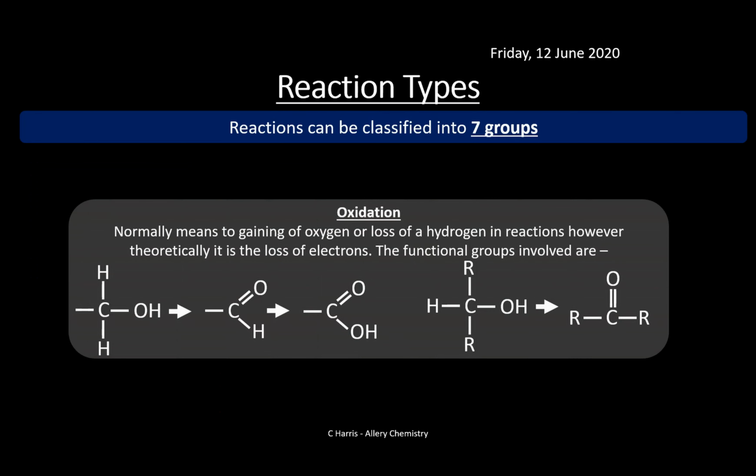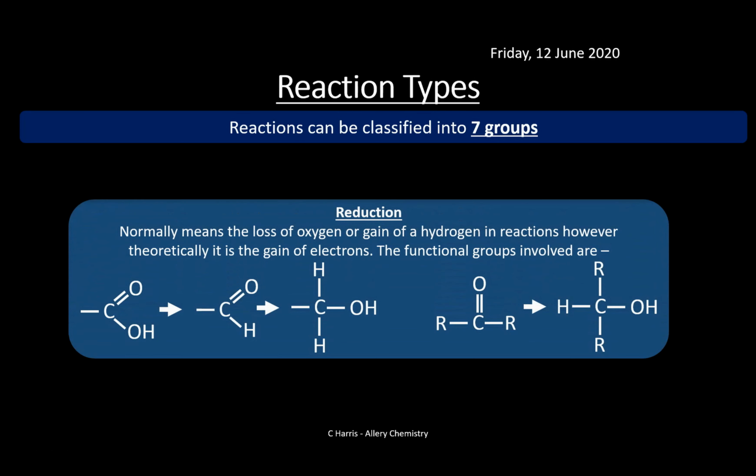Okay, and the final type are oxidation reactions. So normally means gaining an oxygen or the loss of hydrogen. Sorry, it's not the final one. There's one more after this. This is number 6. I'm getting ahead of myself. So normally means the gaining of oxygen or the loss of a hydrogen in reactions. But theoretically, it's the one that you really do need to be commenting on here is the loss of electrons. So oxidation is the loss of electrons. So oxidation reactions, as we've seen, are alcohols oxidized to an aldehyde and a carboxylic acid, or secondary alcohol going to a ketone. Obviously, we've just seen that just before.